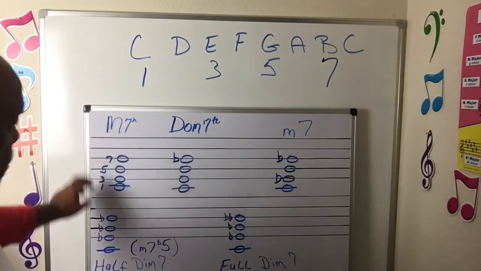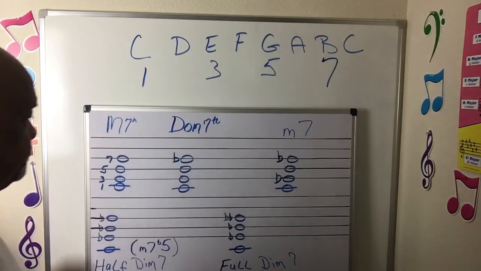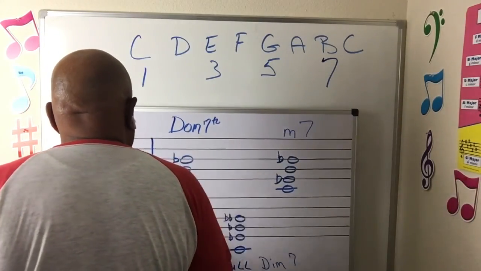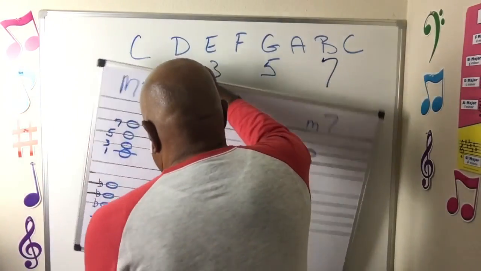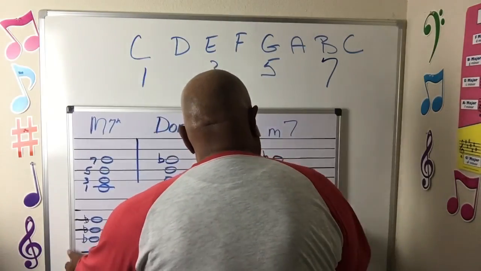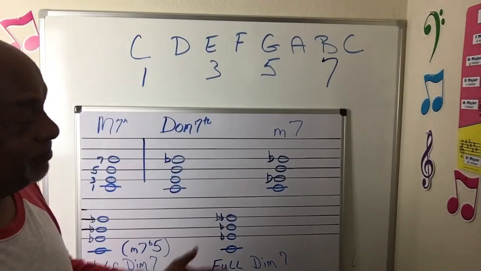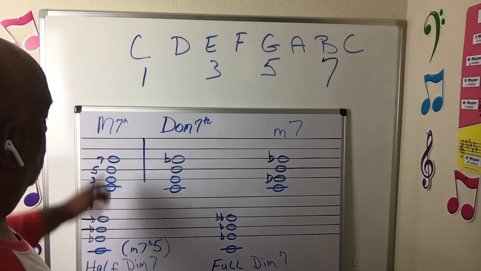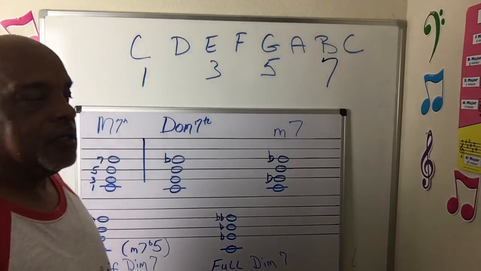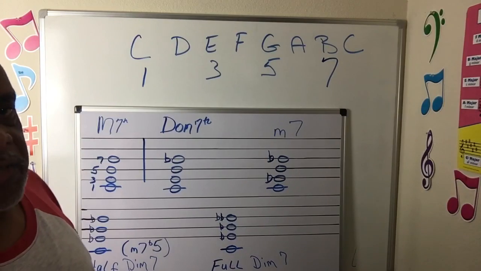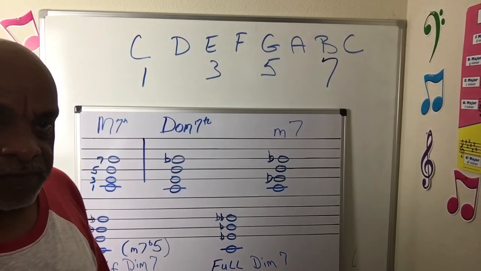Now, this 1, 3, 5, 7 is a major 7. Uh-oh, I lost my board. All right, there you go. Things happen. But 1, 3, 5, 7 is a major 7 chord. Again, it doesn't matter what key it is. It's still 1, 3, 5, 7, a major 7 chord.